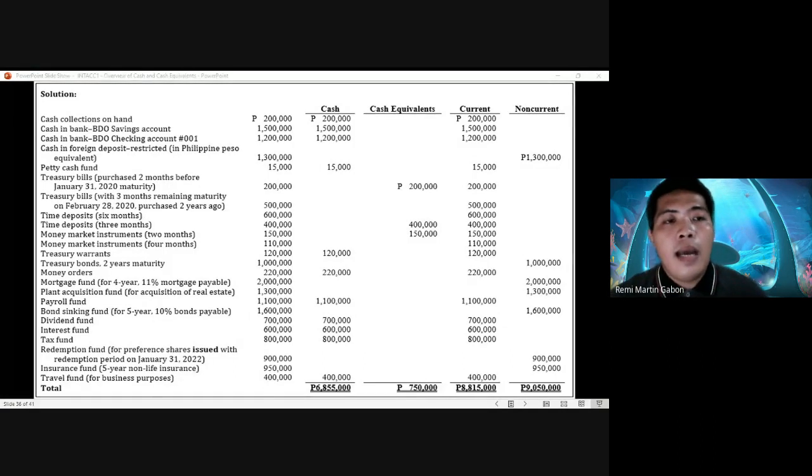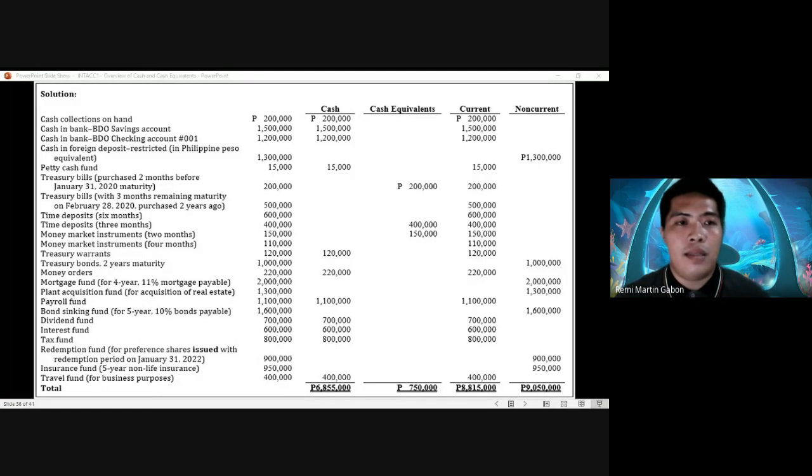PAS 7, kapag daw yung cash fund, set aside siya for purposes of long-term assets or business expansion, kahit yung intention natin to buy those long-term assets are already due within 1 year, hindi na natin considered as part of cash yung plant expansion fund na yan. Rather, part siya ng non-current. Always non-current yan. So therefore, yung 1,300,000 non-current din yan.